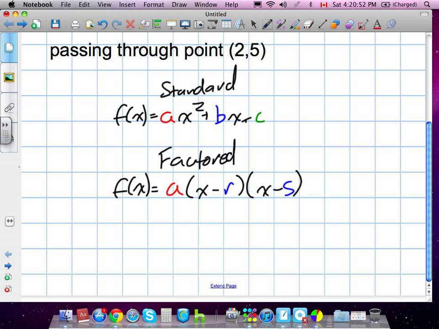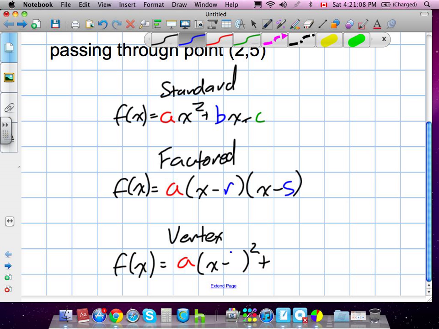And finally, one of the other forms they talk about is a vertex form. Vertex is a form where it's very easy to see the vertex. That's the idea behind it. So again, we still have an a. The a is the same throughout all three forms. H stands for the x value of the vertex, and k stands for the y value of the vertex.